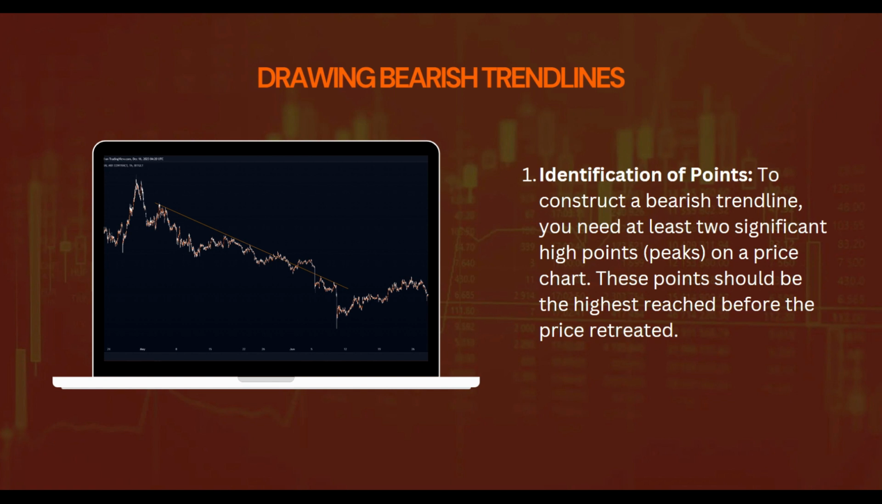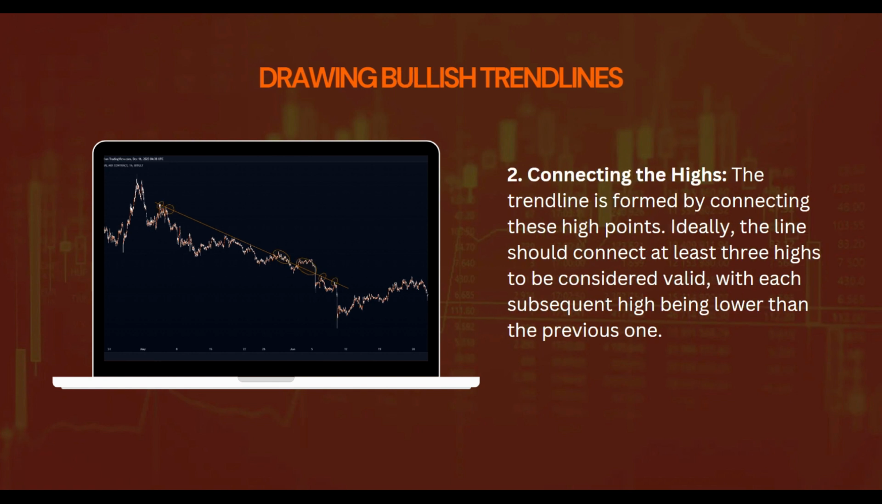To construct a bearish trend line, you need at least two significant high peaks. So touches on the top for the resistance rather than the bottom like it is for the bullish. These points should be the highest reached before the price actually retraced. Connecting the highest. More ideal touches is usually two, but more than two is really good. I'd say three would give you a good basis of a solid trend line. That will help you make sure that you've got the right trend line in place and that the high is obviously lower than the previous ones.